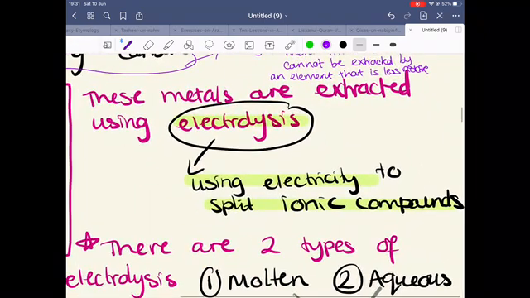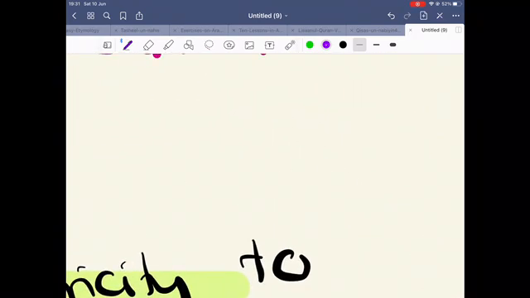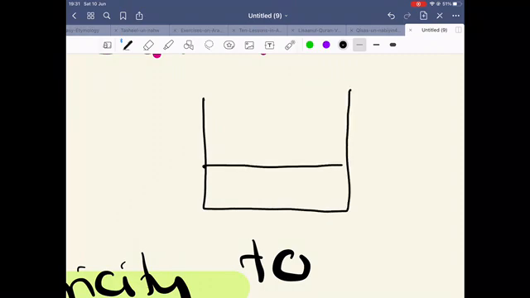Okay, so what does electrolysis mean? It means using electricity to split ionic compounds. And again, this is expensive. So let's show this in a diagram. Again, a not very pretty diagram, but you'll get the message.